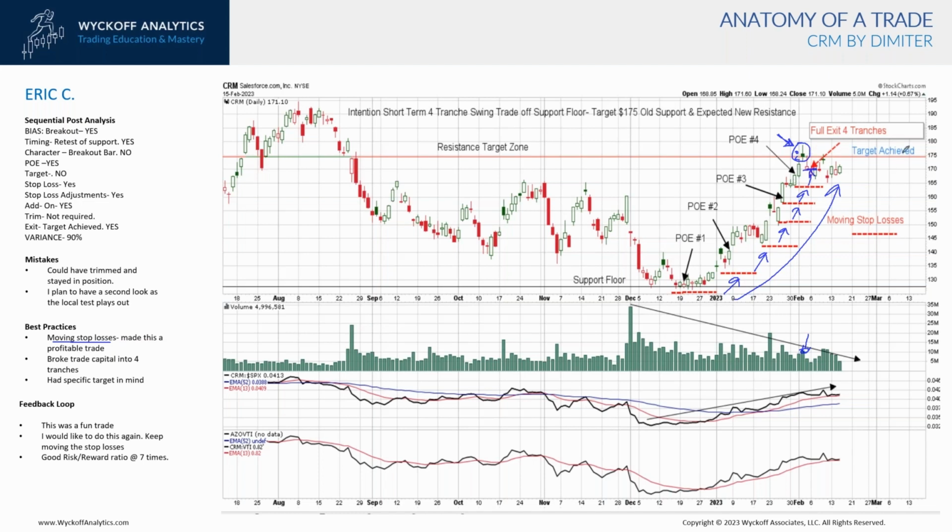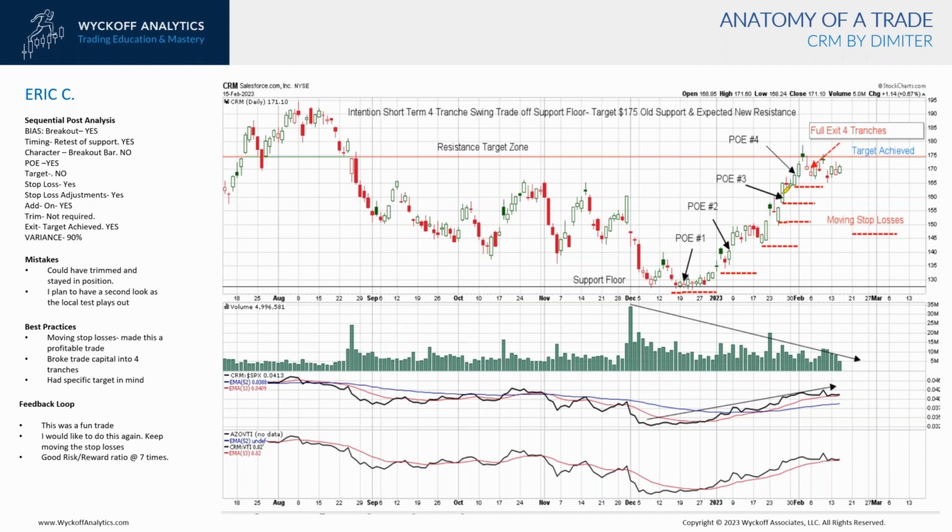And in terms of the stop losses, momentum started to decrease here. So therefore, you probably just want to go closer to the last bar. So that would be my inclination.